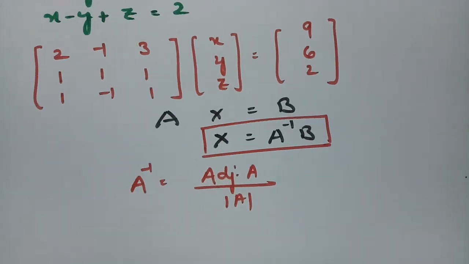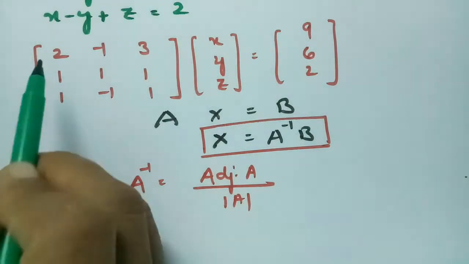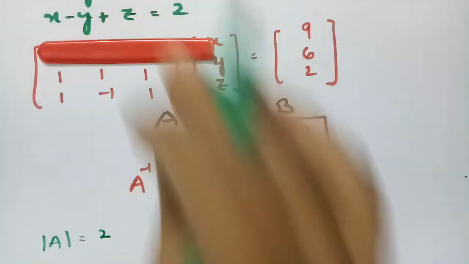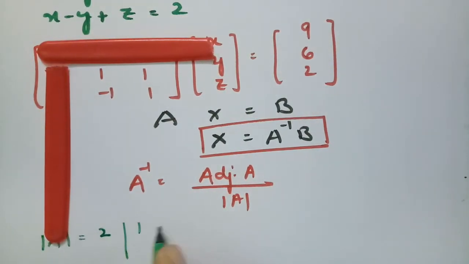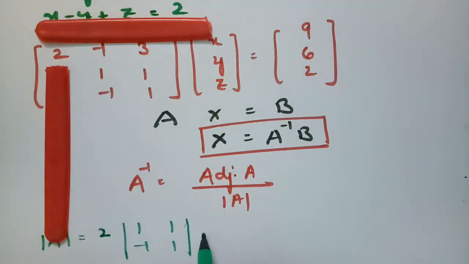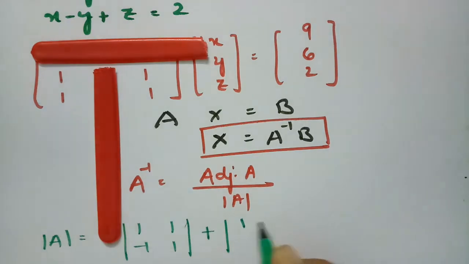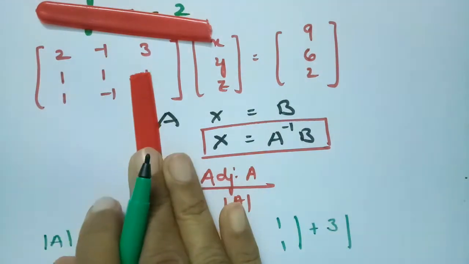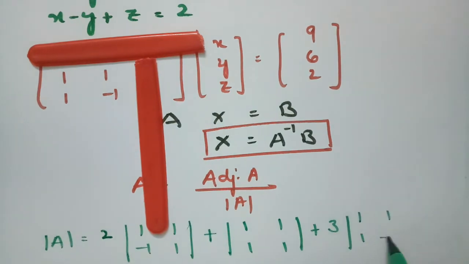For finding the determinant, as usual, det A is equal to 2 times of, I have to close the row as well as the column here. After closing this row and column, what remains? This is 2 times of 1 1, minus 1 1, and the next one is minus 1, so minus of minus, this is plus 1 times of. Now I have to close this row and column, then this is 1 1 1 1, and the next one is 3 times of. Now I have to close the corresponding row and column of 3, and here what remains? This is 1 1 1 minus 1.